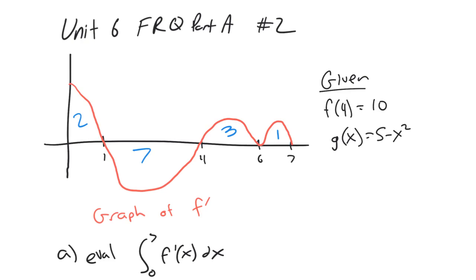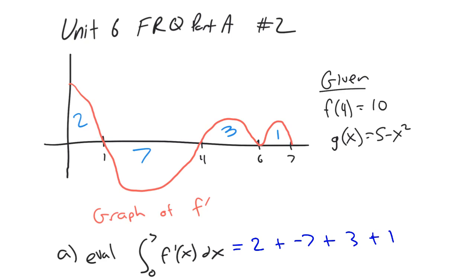We're given the graph of f prime. Really important to notice that. So this literally says find the area under the curve from 0 to 7 of f prime of x dx. So to solve that, I'm just going to add up those areas that were given from 0 to 7, knowing that below the x-axis is negative. So I have 2 plus -7 plus 3 plus 1.